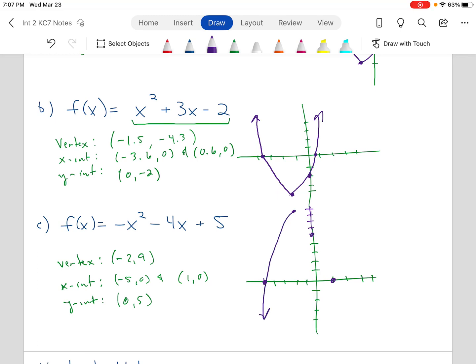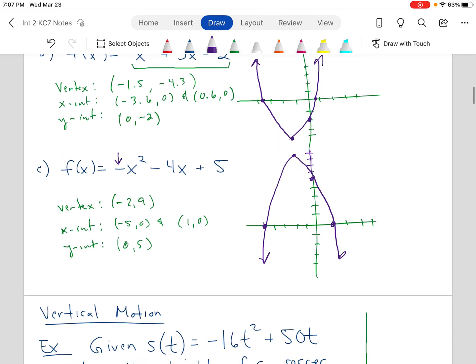So this graph is going down, and you will notice that it is going down because of this negative. Okay, that means that my graph is flipped upside down.